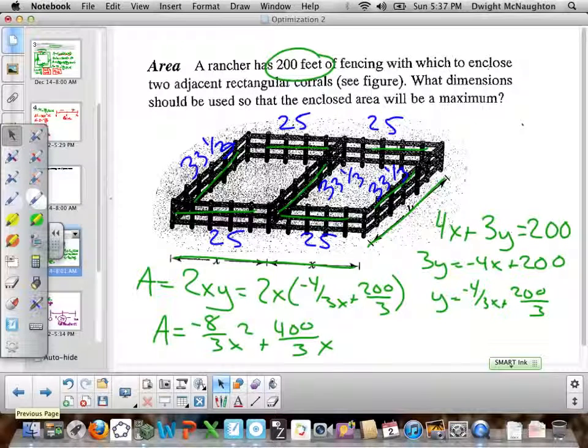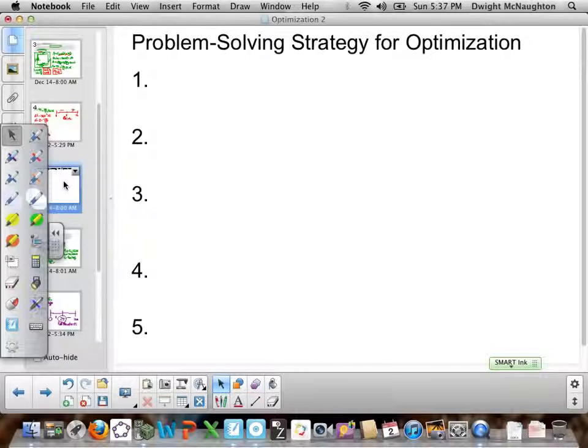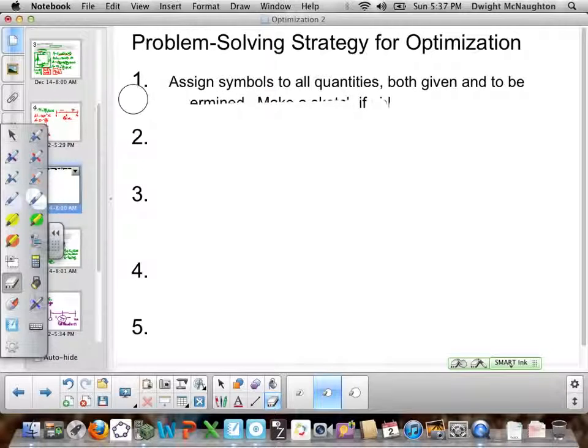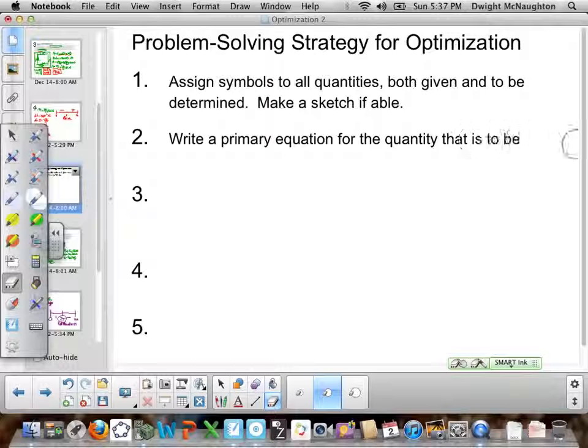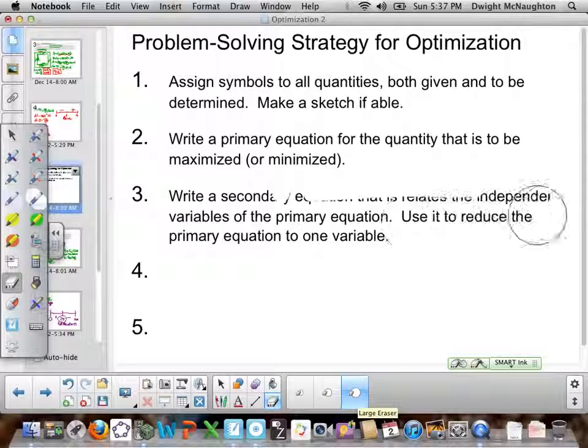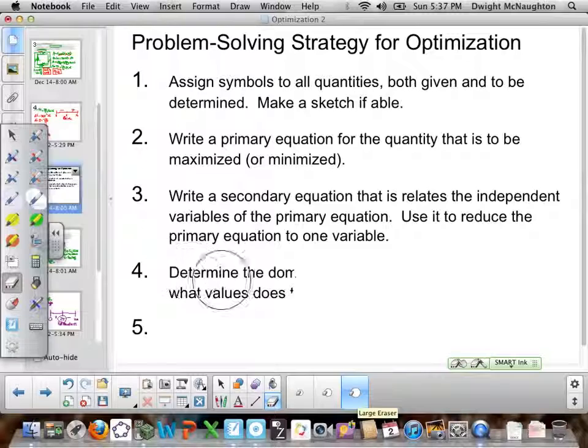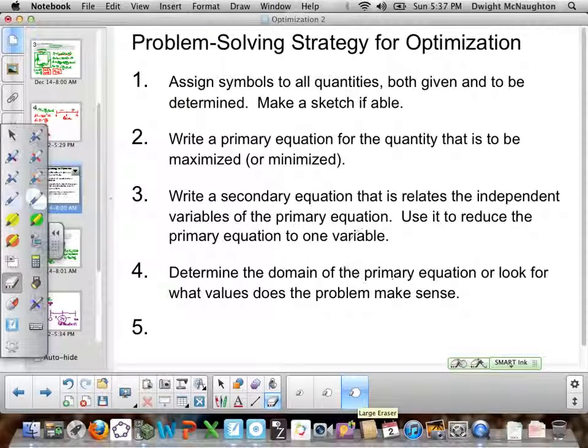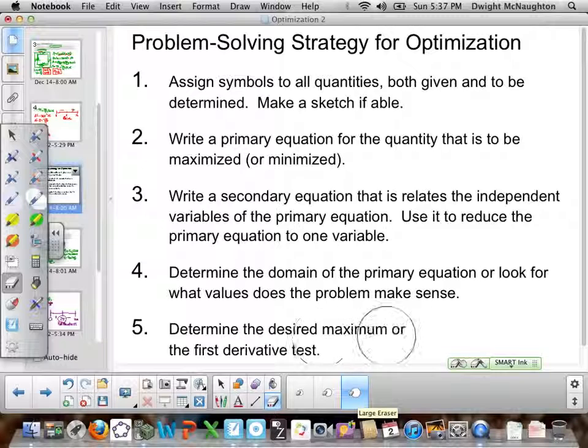So in conclusion, when optimizing, 1, assign variables. Draw a picture. 2, write a primary equation for the situation to be optimized. It may have more than one variable in it. If it does, write a secondary equation to eliminate those extra variables. Decide on a domain that makes sense for the problem, and then use the second derivative test to optimize the situation.